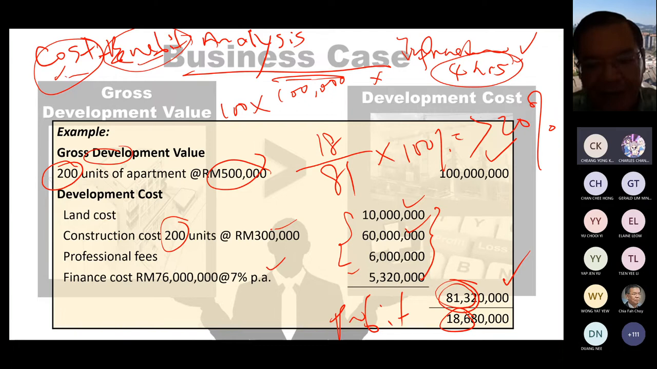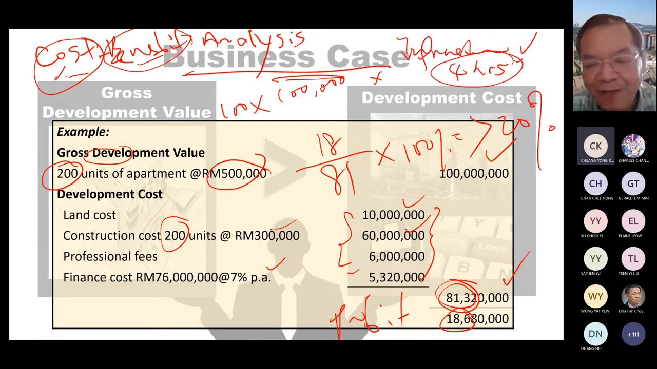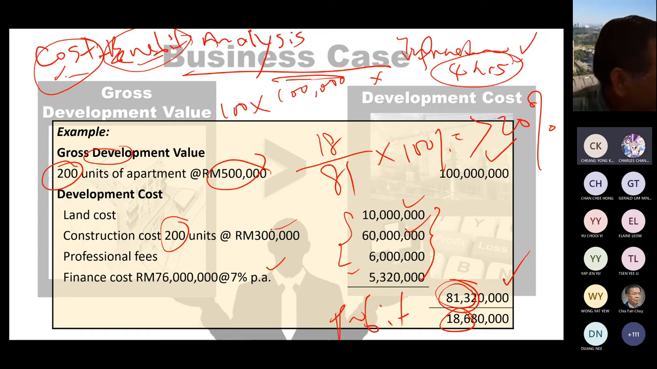It's similar. I agree with you. Okay. Normal commercial development, you have sales. But for infrastructure or social projects, there's no sales. So instead of the sales, you have to look into the benefit. The cost component is the same. Charles, is my explanation clear? Yeah, sir, thanks. Okay, thank you very much.